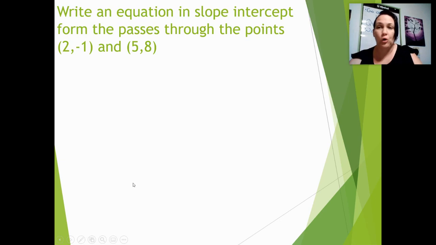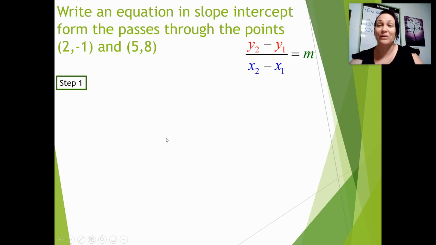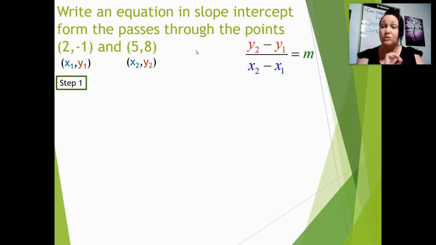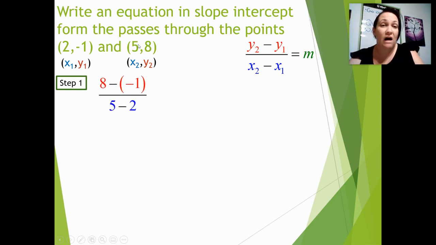All right, so let's start with step 1. And step 1 is finding our slope. If it helps, label your ordered pairs or use your colors. So Y's are red and X's are blue. And make sure you put your Y's on the top and your X's on the bottom. In this problem, on top of my fraction, I'm going to do 8 minus -1, and I will write that double negative, and then 5 minus 2.